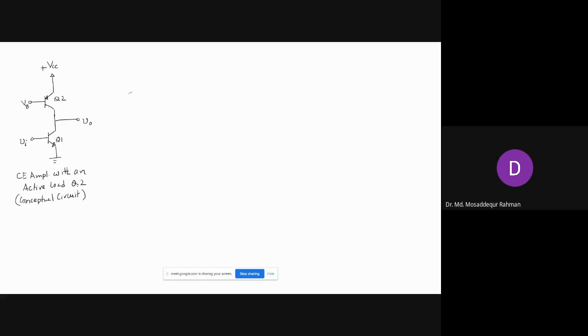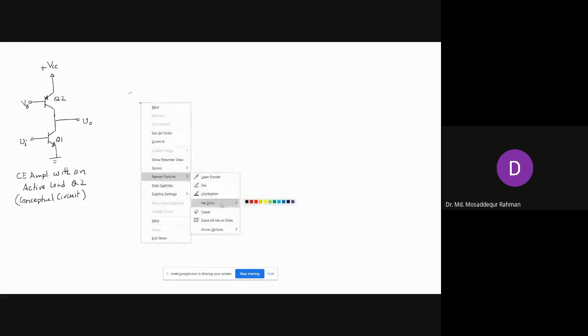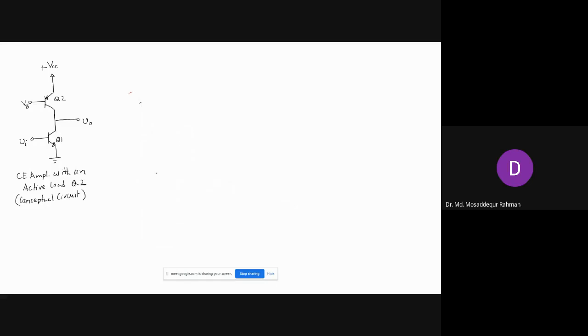So this circuit here explains the basic concept behind the active load. Here, instead of the resistance at the collector of Q1, Q1 is our amplifier, and Q2 is our load. So instead of the resistance RC, we have a transistor connected. A transistor is an active device, so that is called the active load.